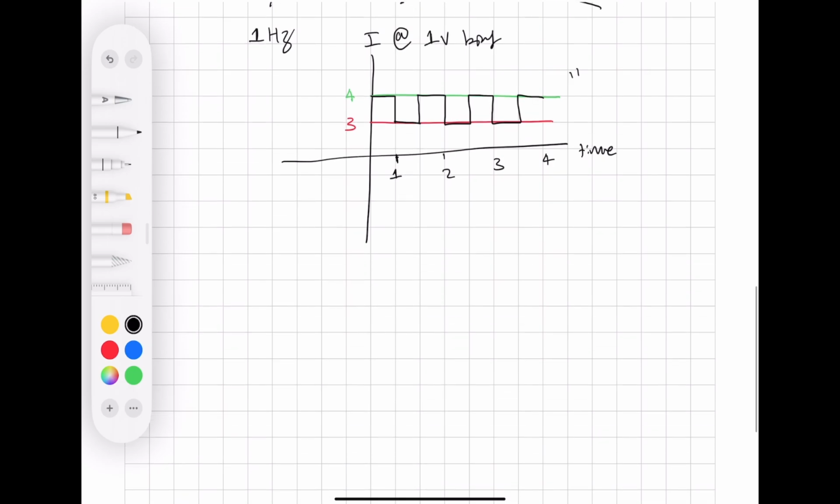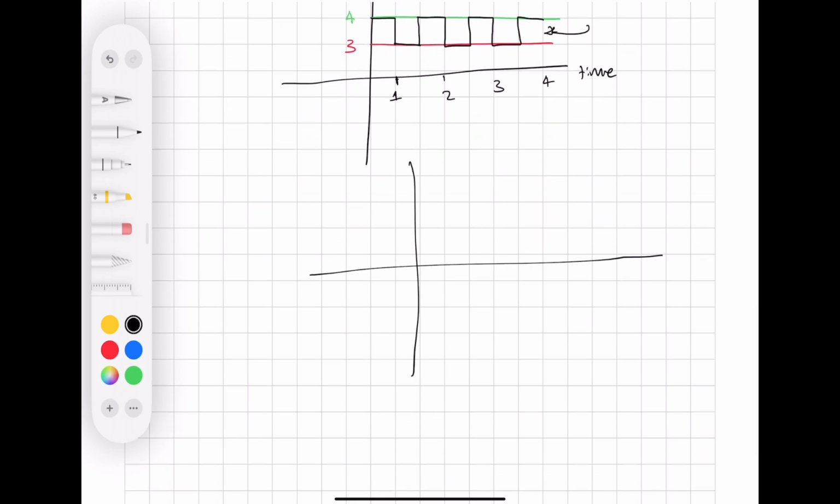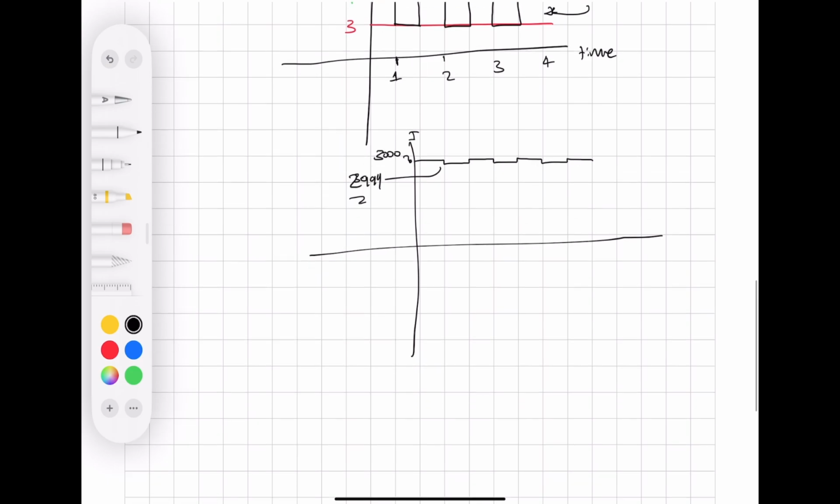In reality, again, it's not going to be this huge. It's more so going to look like this. You might have something like 3,000 here, and over here the current might be 2,999. Again, all these values are exaggerated. Given the system, it's going to be very hard to actually tell apart when we have light and when we're in the dark. So how we achieve this is using a lock-in amplifier.